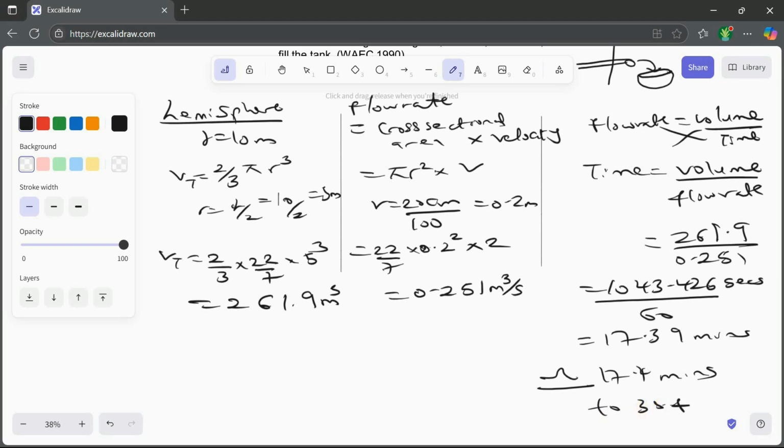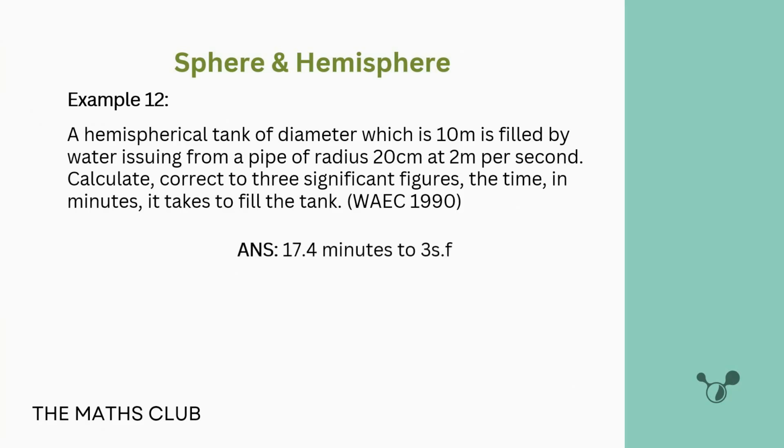So what you need to know first is that flow rate is the cross-sectional area times velocity, if it's flowing from a pipe with a circular cross-section. Also, flow rate is volume over time. Once you know those two, you are good to go for a question like this. Let's see if we're correct. Great. So 17.4 minutes to 3 significant figures.